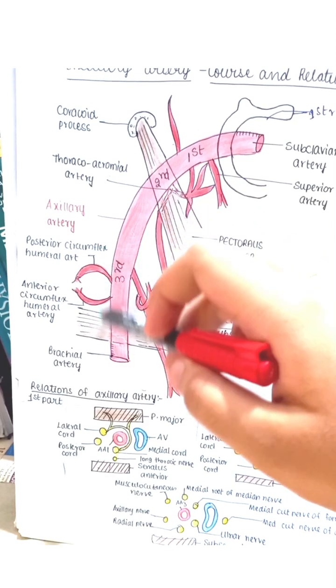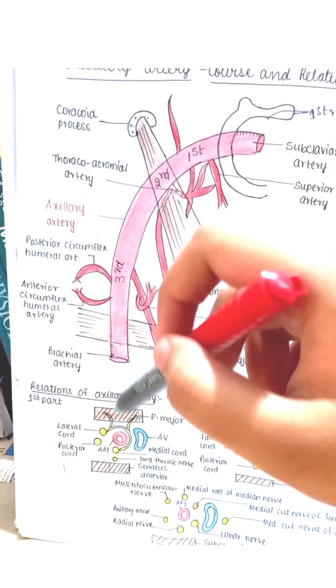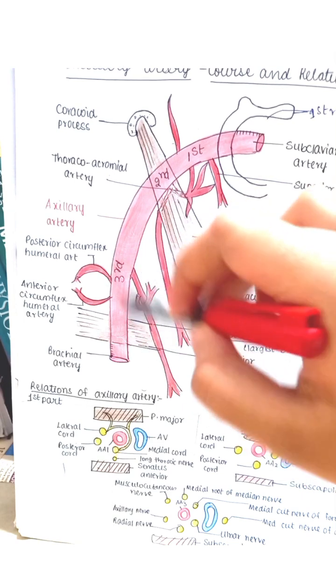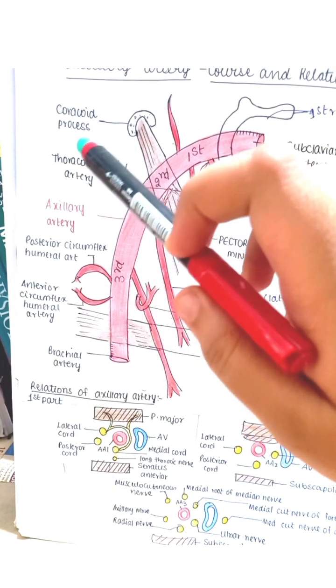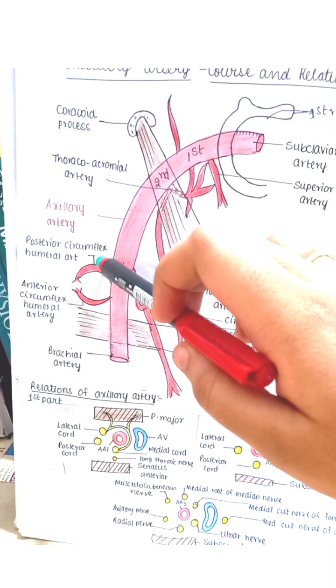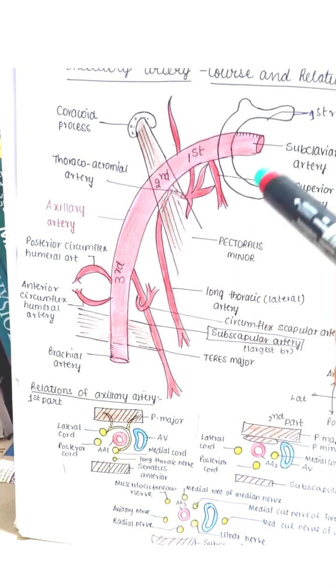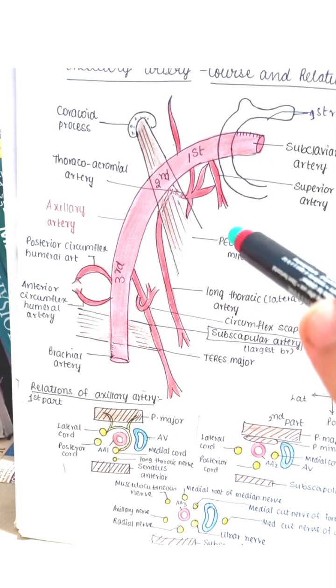So both of the circumflex arteries supply the shoulder joint. The circumflex scapular artery runs in the upper triangular space, and the posterior circumflex humeral artery runs in the quadrangular space. So this is the axillary artery, its course, relations and branches.